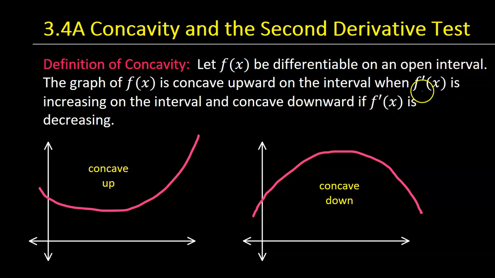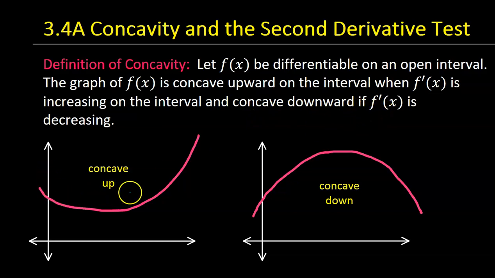So hopefully at this point in the course, when you see f prime, you think slope. When you see derivative, you should be thinking slope. So this is saying if the slope is increasing, then the function, the graph, is concave up. If the slope is decreasing, the graph is concave down.